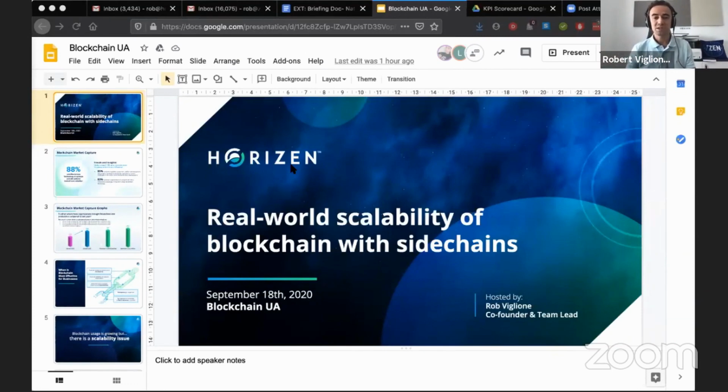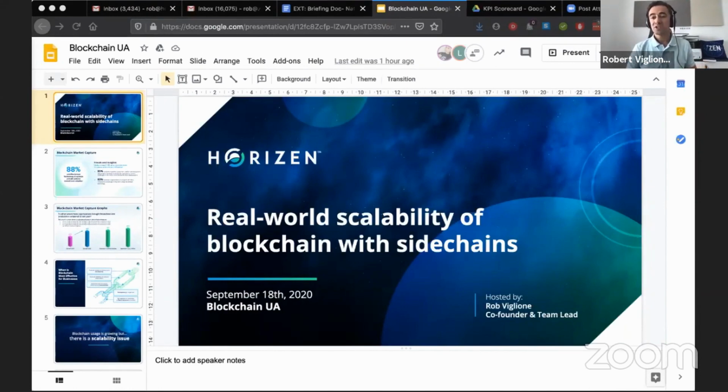So this presentation, called Real World Scalability of Blockchain with Sidechains, is now meant to really take you to the next step on the technology, and hopefully for the developers in the audience, you'll find some very interesting things that you can start doing right now to join the fun.